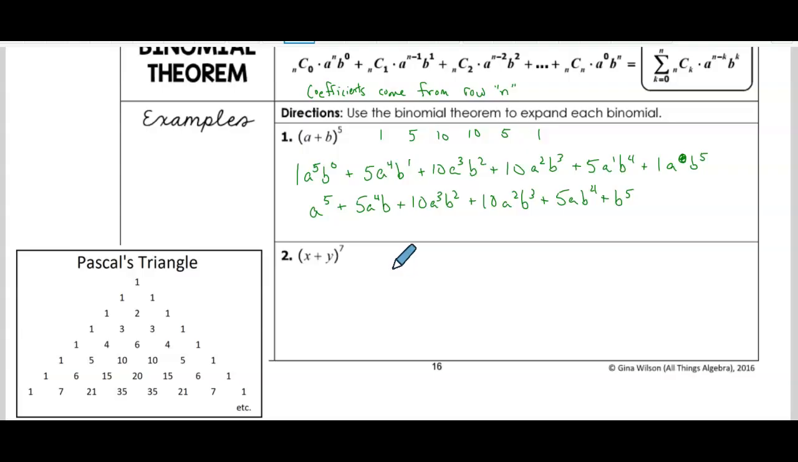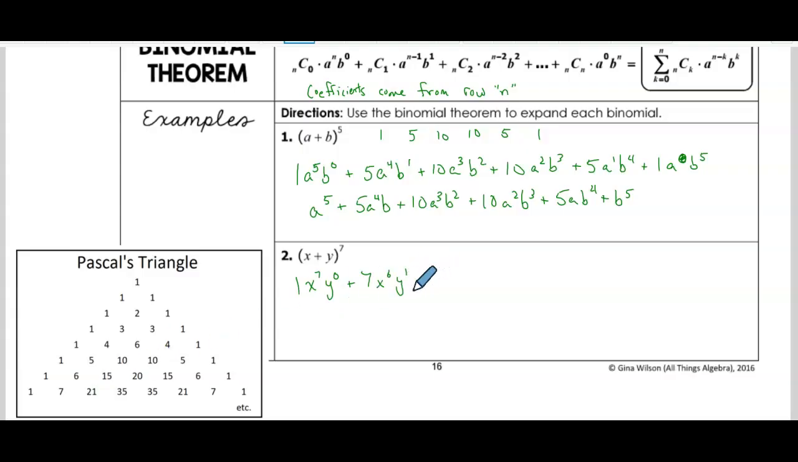Okay, so pause the video there and see if you can figure out how to do number 2. Okay, so for number 2, I'm using row 7. So I'm going to start with a 1. I'm going to start with an x to the 7th and a y to the 0. Because remember, I always start with the same exponent as in the problem, and then the second variable gets a 0 power. All right, moving across the row, it's 7. It'll be x^6. It'll be y^1.